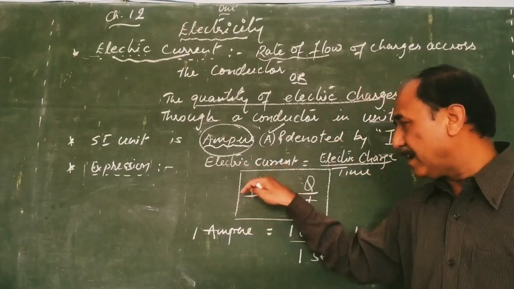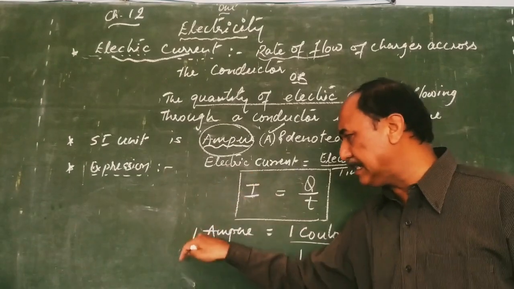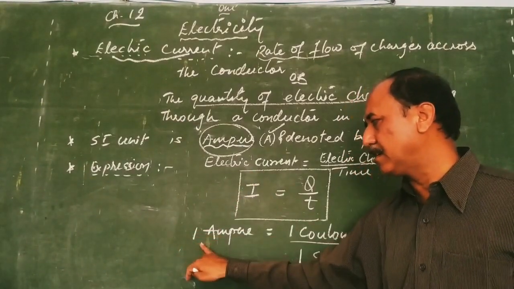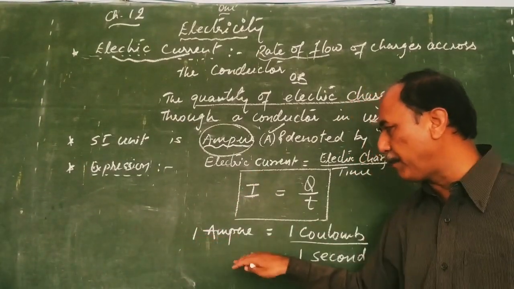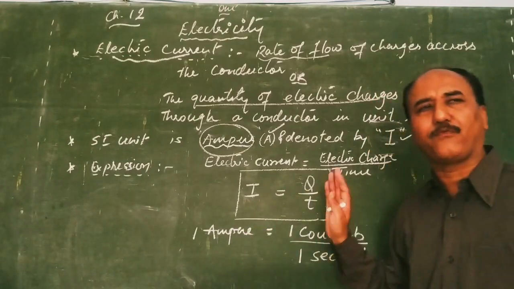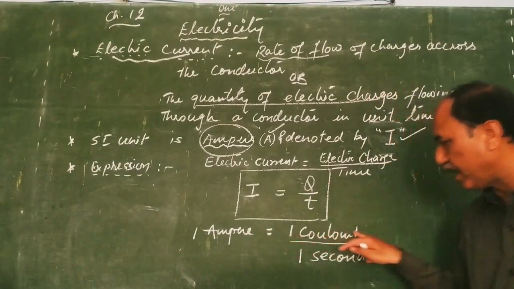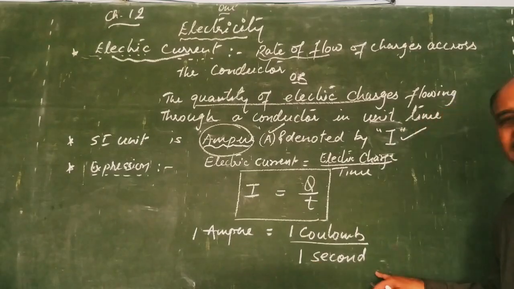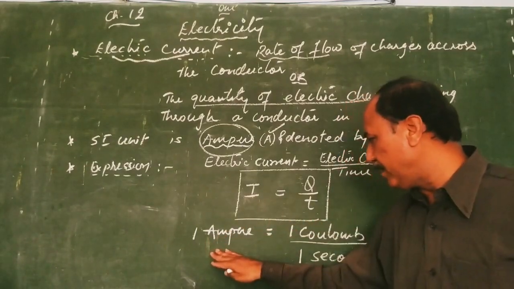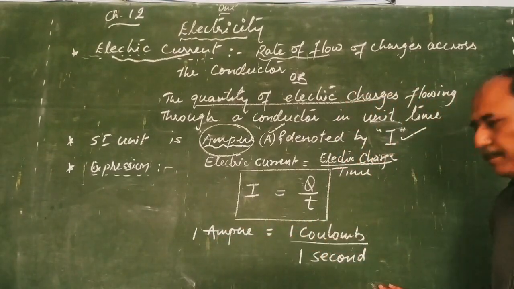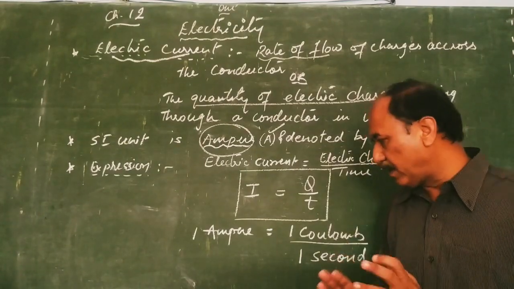And if this electric current is taken as a unit value, that is 1 ampere, then the charges flowing across the conductor will be taken as 1 coulomb and the time as 1 second. So 1 ampere is equal to 1 coulomb by 1 second. So we got another definition.